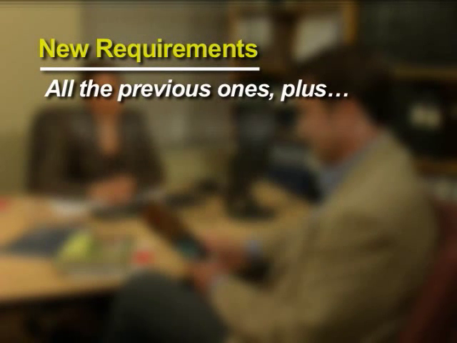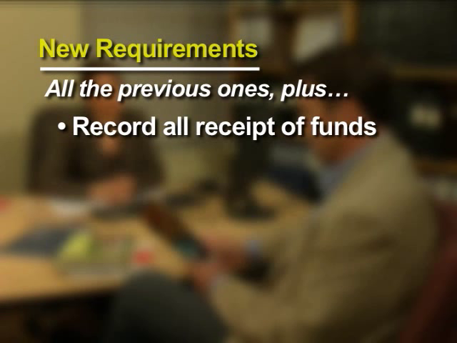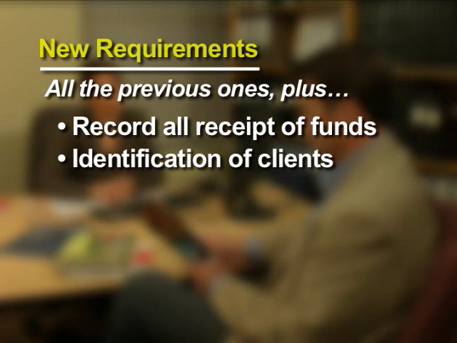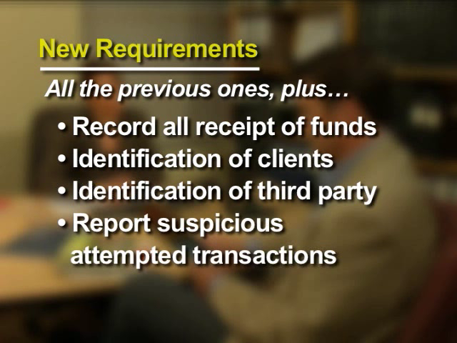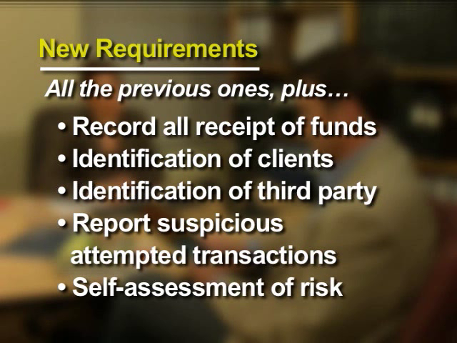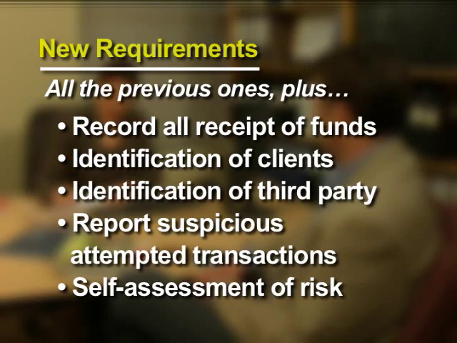You now have to keep a receipt of funds record for all transactions. You have to identify your client in the transaction and keep that record on file. The agent representing the buyer has to identify who provided the deposit. You have to keep all related records if a third party is involved, or if you never meet your client face-to-face. All of these records have to be kept by the brokerage for 5 years. And every 2 years, the broker has to complete a self-assessment of risk and take action to correct any problems identified by that assessment.